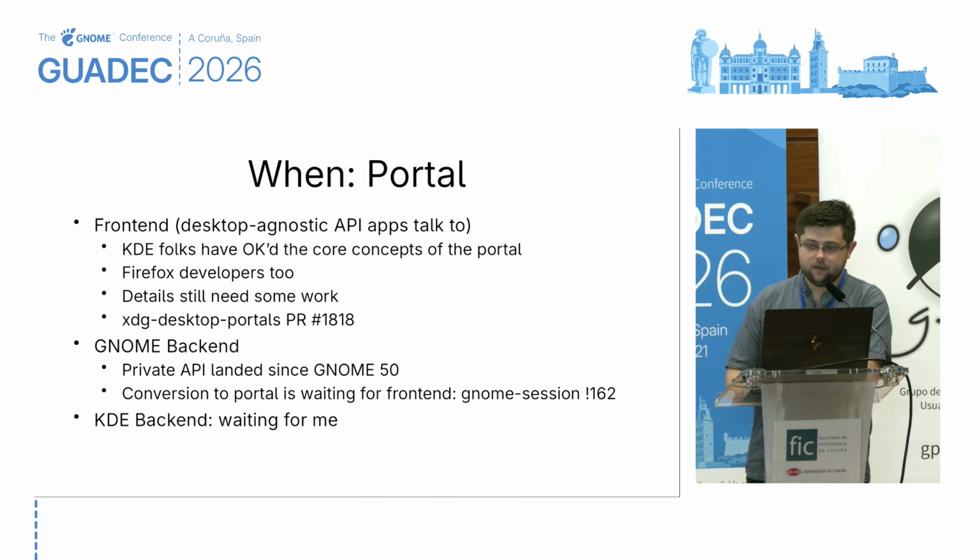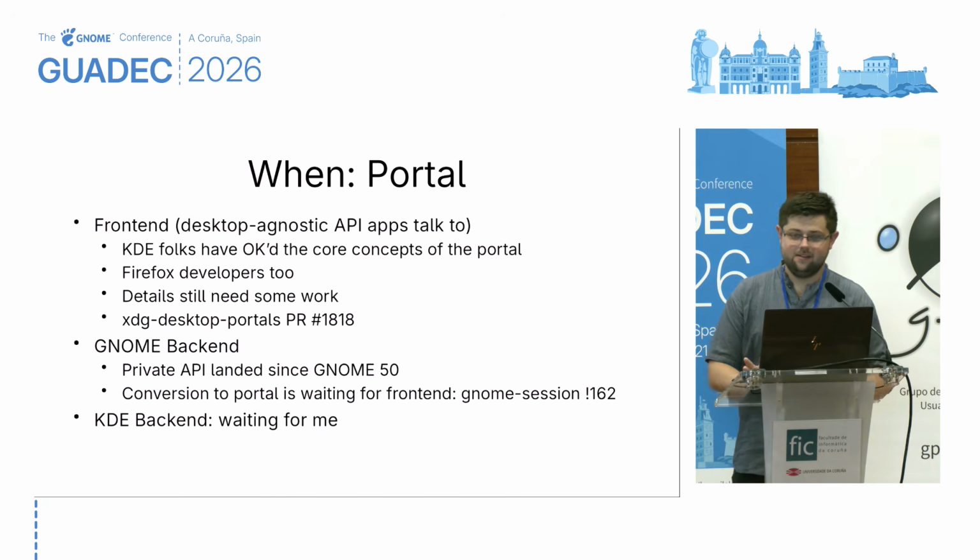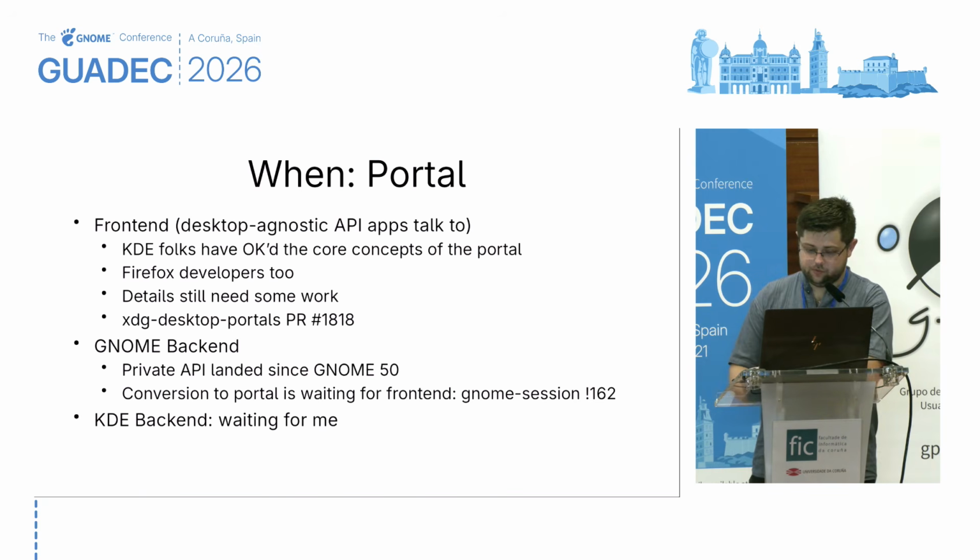Now the GNOME backend, there's a private API inside GNOME session that landed in GNOME 50. And then I have a conversion of that API into an actual proper portal backend that's waiting in a merge request, that's waiting for the front end bits to land. And the KDE people, I know they're also working on a backend, but they would also be waiting for me to land the front end work. So they're waiting for me to get this part done.